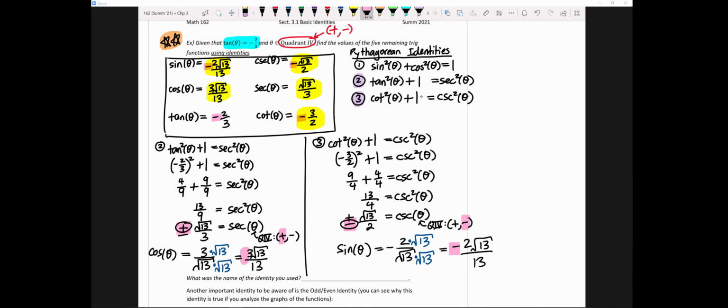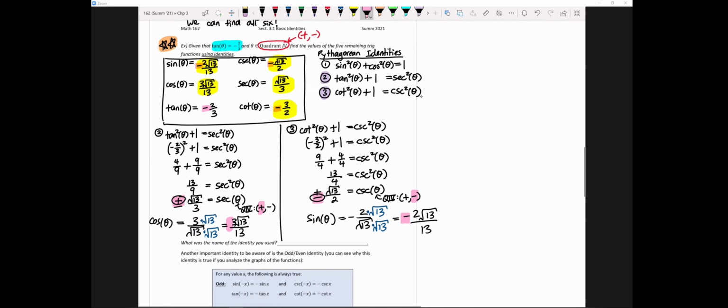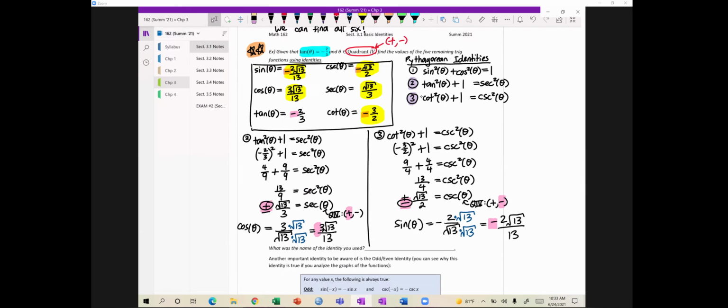When you want to add or subtract fractions that don't have the same denominator, you need to get a common denominator in order to combine those fractions. And when you're taking the square root of both sides, remember there's two roots, plus or minus. Look at the quadrant to determine if your answer will be positive or negative. And then always remember to rationalize the denominator.